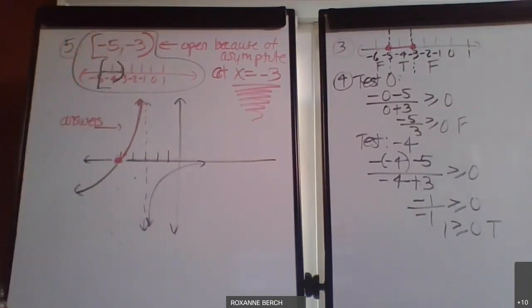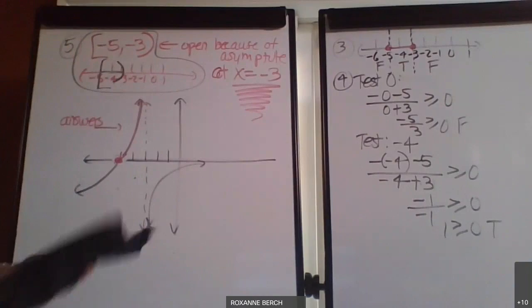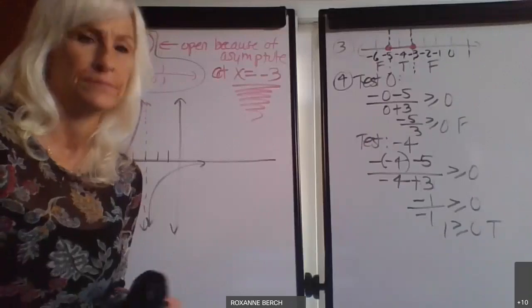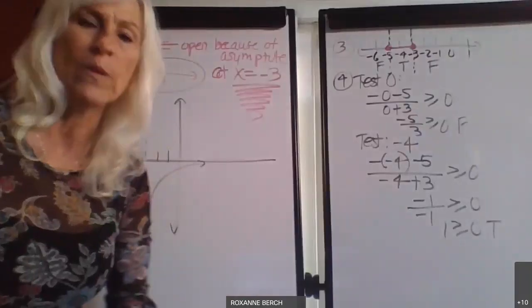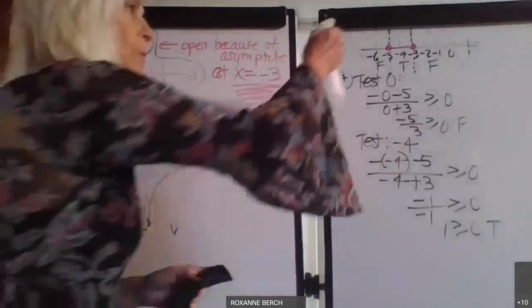Go ahead, Bernie. Question. I was going to ask, for the fraction, is the top number always going to be an x-intercept and the bottom an asymptote? Yes. So the numerator is always an x-intercept, and the denominator is always a vertical asymptote, right?